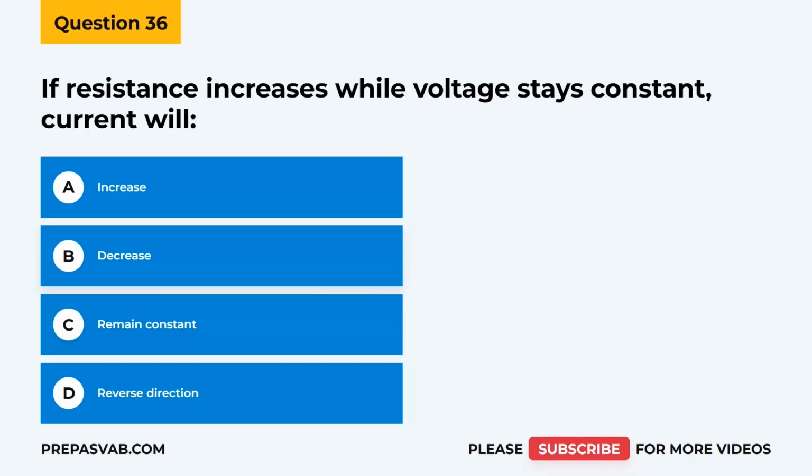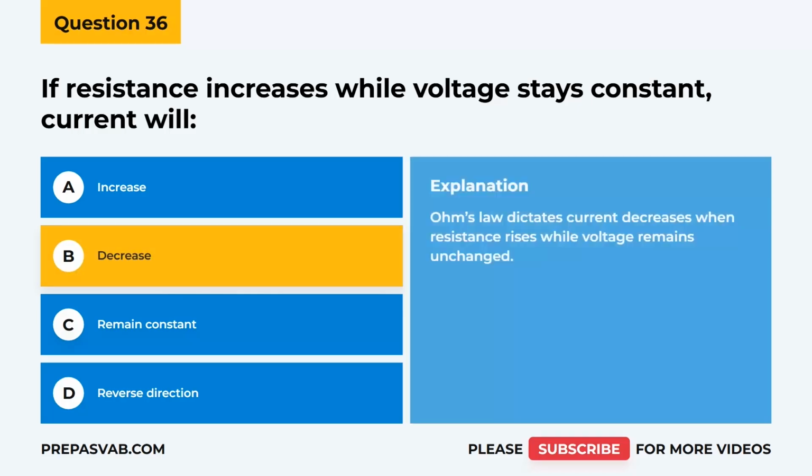Question 36. If resistance increases while voltage stays constant, current will A. Increase, B. Decrease, C. Remain constant, D. Reverse direction. The correct answer is B. Decrease. Ohm's law dictates current decreases when resistance rises while voltage remains unchanged.